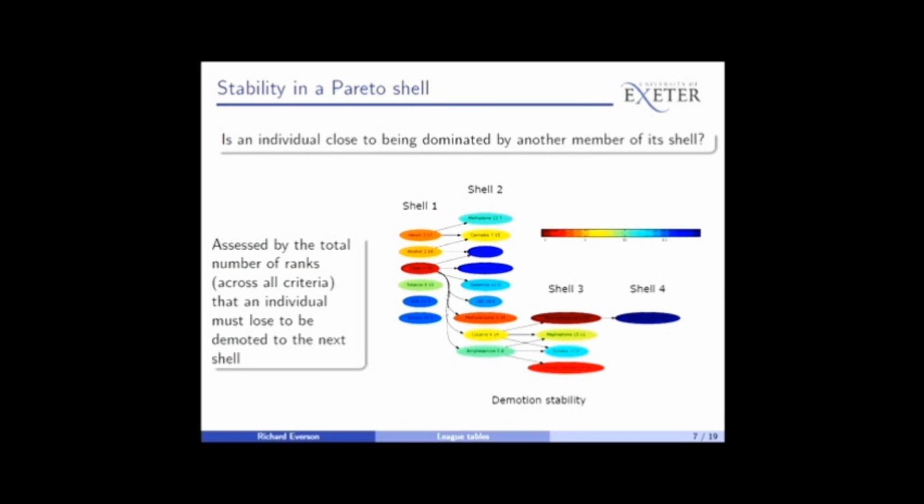And one way of assessing that is by the number of, if I've got 5 extra ranks and I could distribute it amongst the criteria, which of the drugs would be demoted to the shell below. And so here, this colour bar represents how robust in each shell those drugs are. And so again, here, crack right at the top appears to be most firmly dominant in that shell. So this is what we call demotion stability.